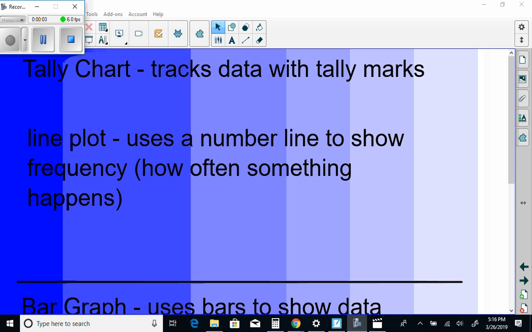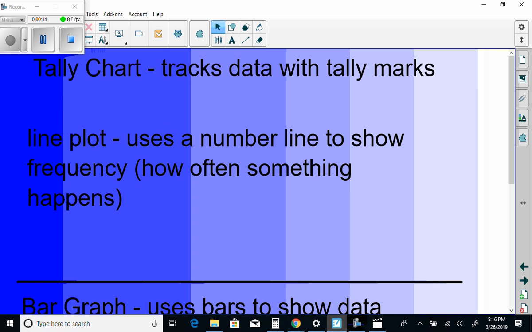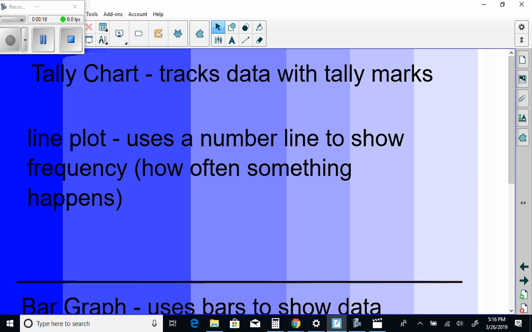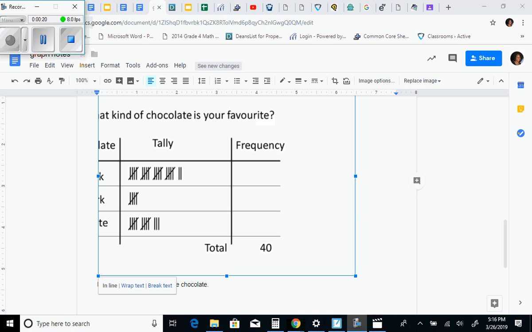Graphs, including line plots. So today I want to start talking to you about different types of tables and charts. One of the things that is used a lot to track information is called tally charts. It tracks data using tally marks. So here you can see part of a tally chart.